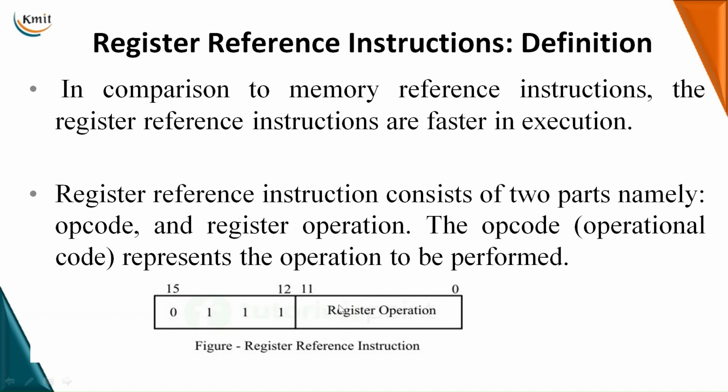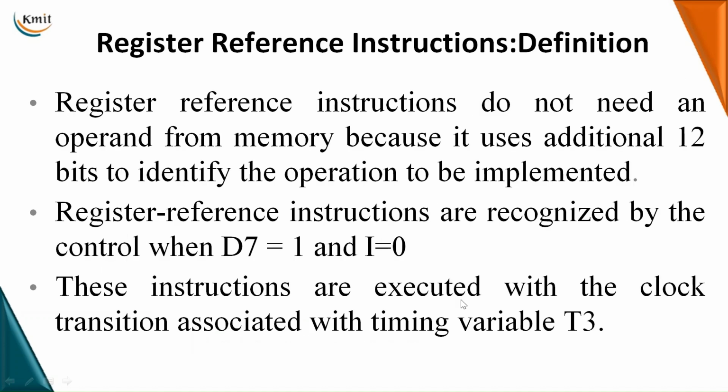Since we are not going to access any memory location, there is no address part in a register reference instruction. Instead, we have a register operation which specifies the operation that has to be done on the particular register. So bits 0 to 11 specify the register operation, whereas bits 12 to 15 specify the opcode part, which is always 0111 for register reference instructions. Register reference instructions do not need an operand from memory because they use the additional 12 bits to identify the operation to be implemented on the registers.